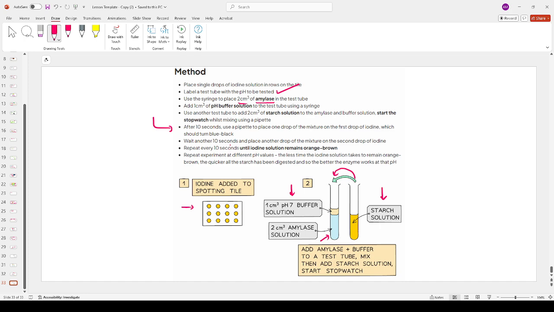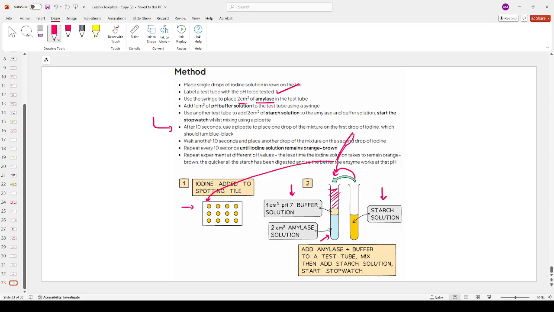Let me ask you guys a question. Everyone knows what a pipette is? So the pipette goes in here. We take a drop. And this is already mixed, by the way. Then you're going to transfer that to the spotting tile, one little blob. After 10 seconds, use a pipette to place 1 drop.